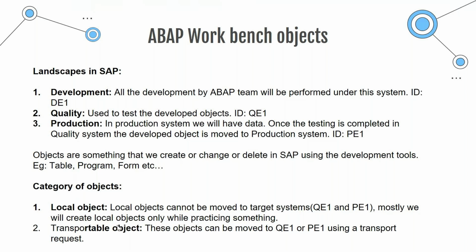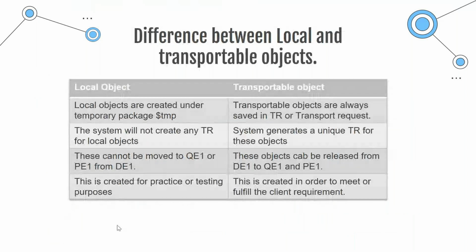Okay. Then transportable object means it can be transported to quality and production system using a transport request. Okay, we call it a TR. In real-time projects, we call it TR. The abbreviation of TR is transport request. We use a transport request to migrate our development work to quality and production. Then we saw differences between local and transportable objects.